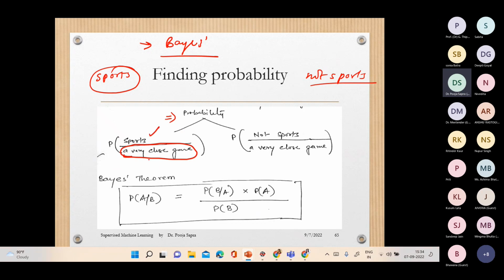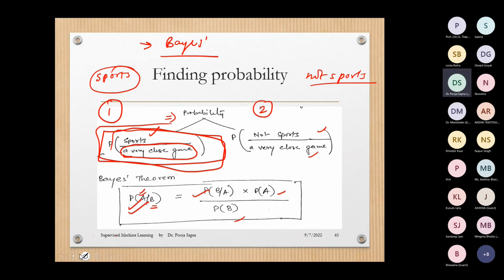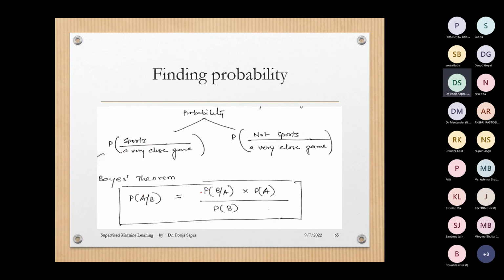Whether it is from sports category, whether it is from not sports category. Now you can well visualize that this is kind of Bayes theorem, right? What kind of Bayes theorem? We know that Bayes theorem says the probability of an event when some event has occurred. Now, if I want to find out the probability of the first case as well as the second case, how to find out the probability? Bayes theorem will work.